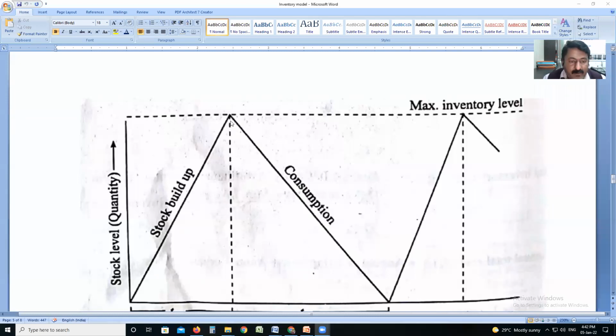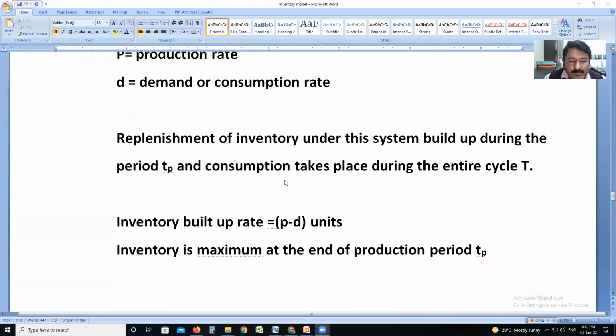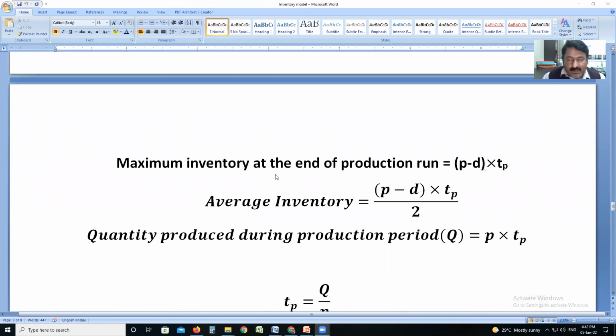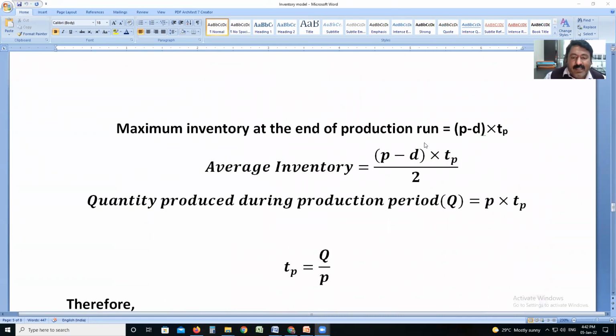The inventory is maximum at this one particular point, TP. Now let us proceed for the same thing. Maximum inventory at the end of production run. What is the maximum inventory for a certain period of time? Let us assume that 100 minus 50, so 50 per 1 hour.